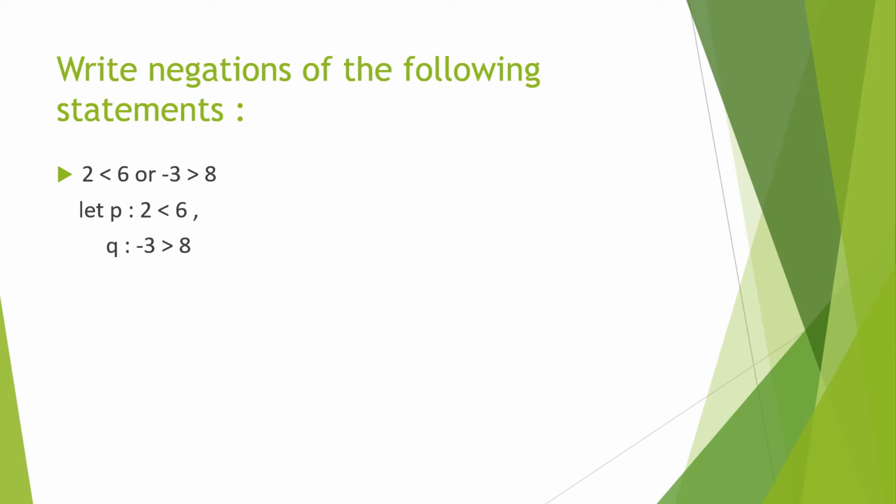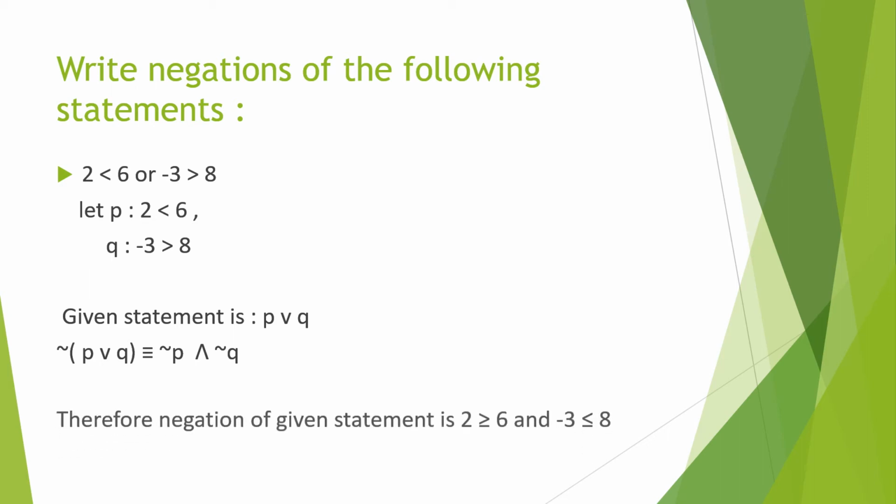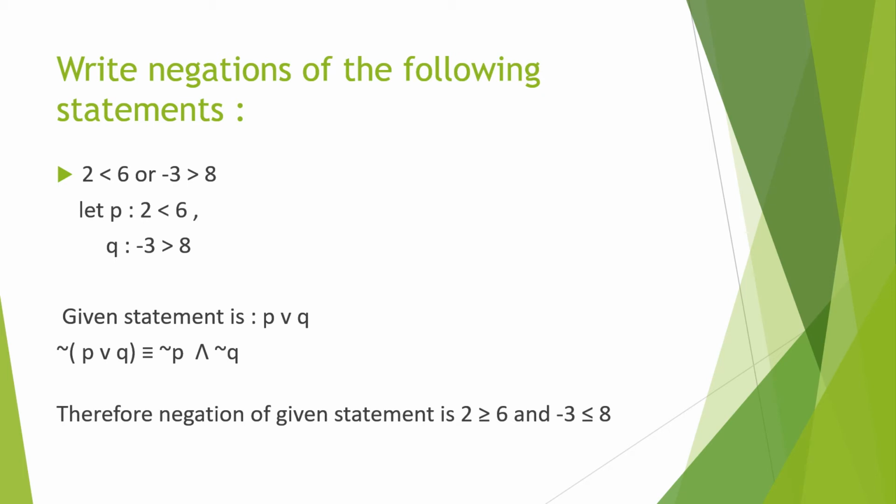Let P be the statement 2 is less than 6 and Q be the statement minus 3 is greater than 8. Therefore, the given statement is P or Q. Now by De Morgan's law, the negation of P or Q is negation P and negation Q. To write the negation of the compound statement, we just substitute the statements in place of P and Q. So the negation becomes 2 is greater than or equal to 6 and minus 3 is less than or equal to 8.